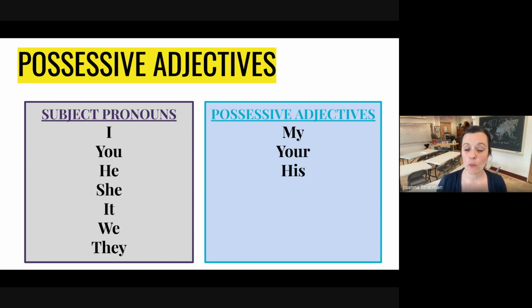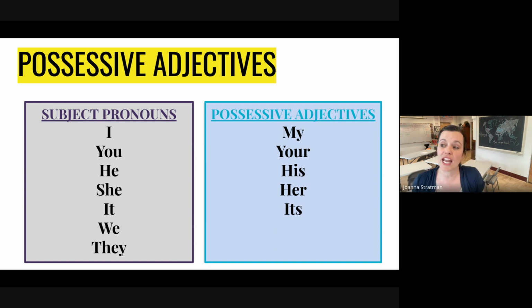Next, for he, we use his. For she, we use her. For it, we use its. This one is not so common because remember, in English, we use its if we have an object that is not a man and not a woman. It is not used for people, only for things and concepts like the weather or time. So its is not very common, but you can use it.